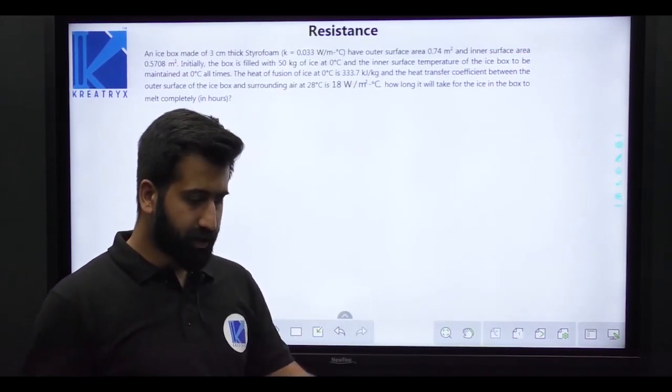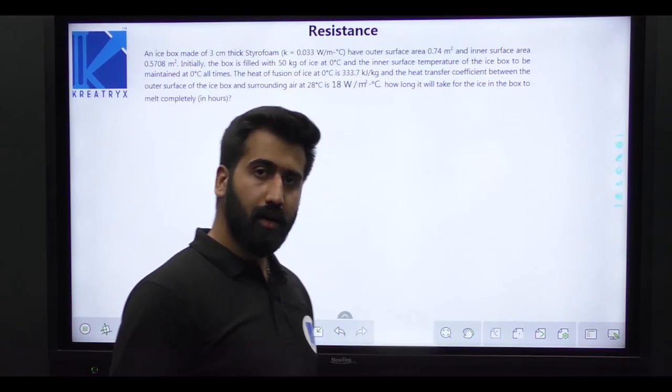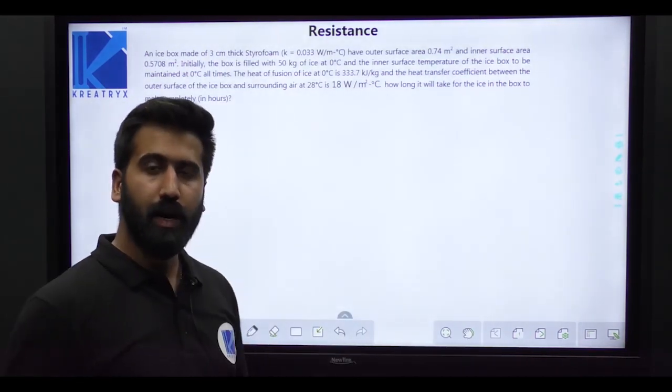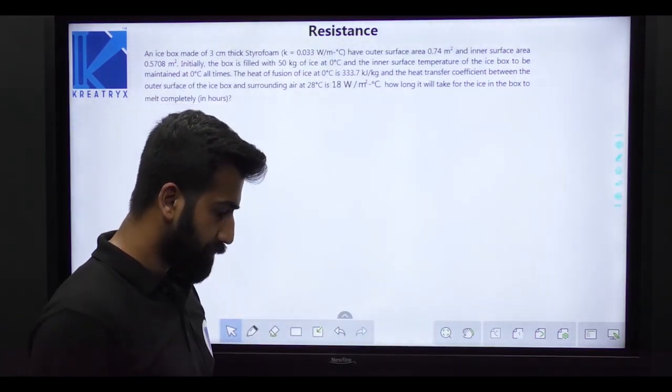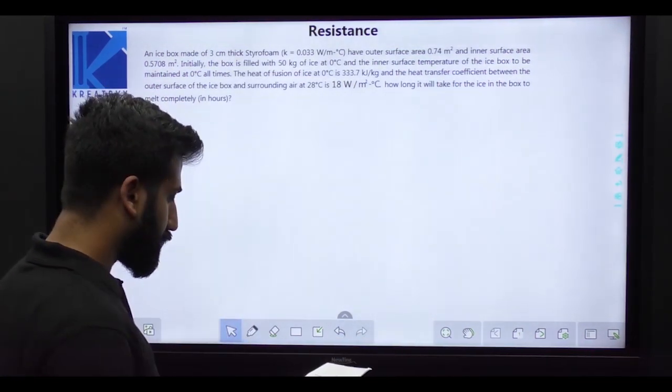Let's solve some more questions from the chapter Conduction. This will be our third video on this chapter, and this will be the last video. The first question is from the resistance circuit diagram.